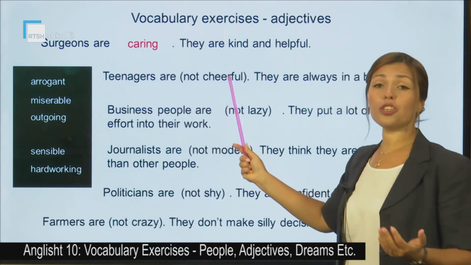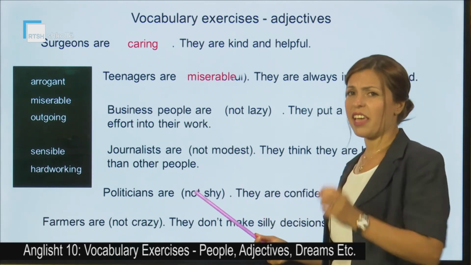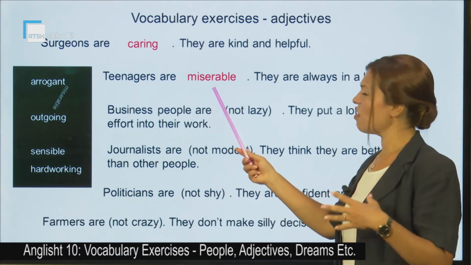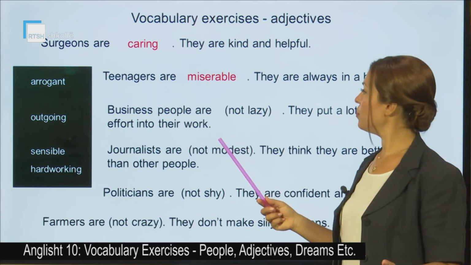Teenagers are not cheerful. They don't feel happy. Let's say this is the age. So sometimes they show that they are miserable. They are always in a bad mood.